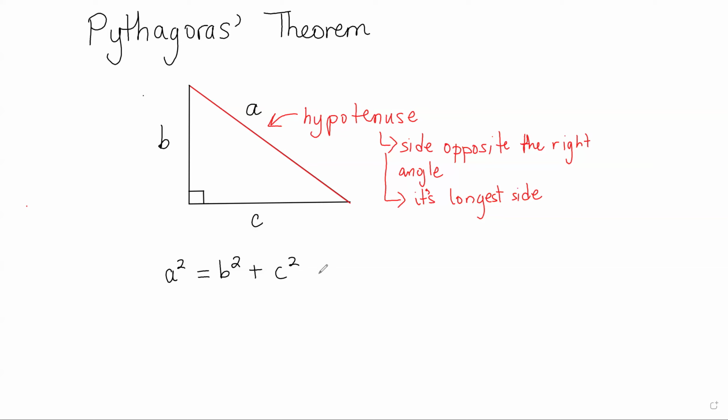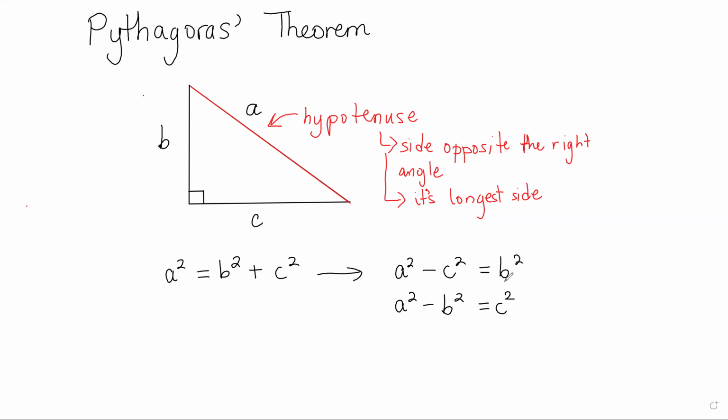So from this, by just rearranging the formula, you can find out what B squared is or even what C squared is. Because if A squared is equal to B squared plus C squared, then if you rearrange the formula to make B the subject, A squared minus C squared will be equal to B squared. And likewise, A squared take away B squared will be equal to C squared.